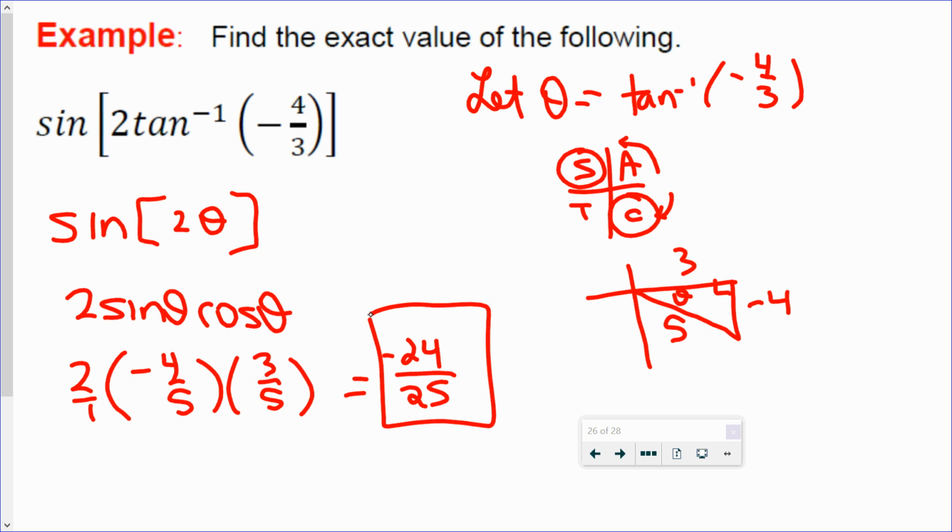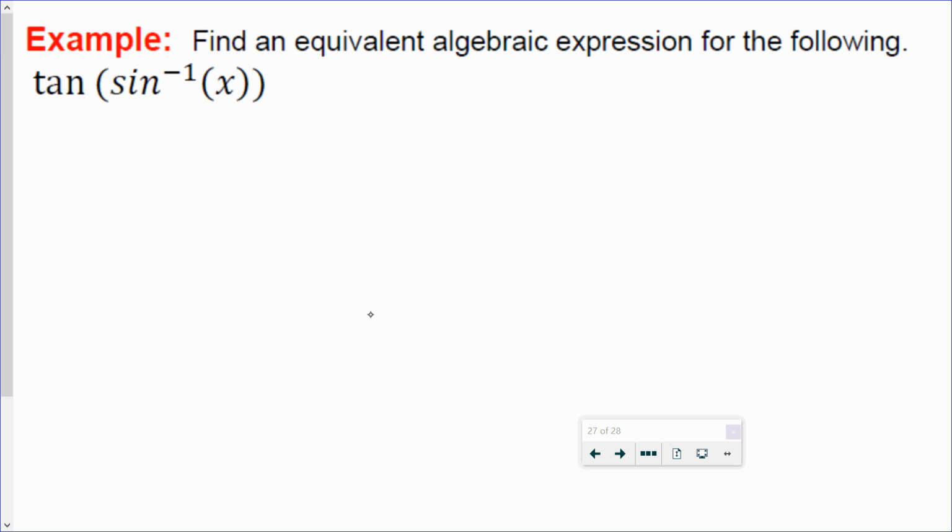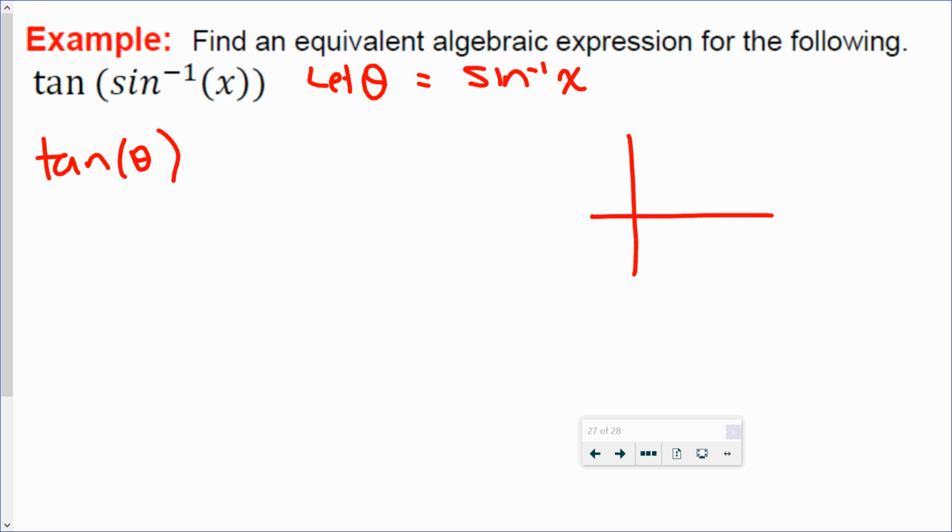Okay, let's try another one. In this one here, I want to do tan of sine inverse of x. So again, I'm going to use that same strategy. So I'm going to let theta equal sine inverse of x. So then I'm really just doing tan of theta. Okay, so let's draw a picture here, sine inverse of x. So x is positive, so I know my ratio is positive, which means that I am in quadrant number 1 for sine. So let's draw a little triangle, and here's theta. Sine is opposite over hypotenuse.